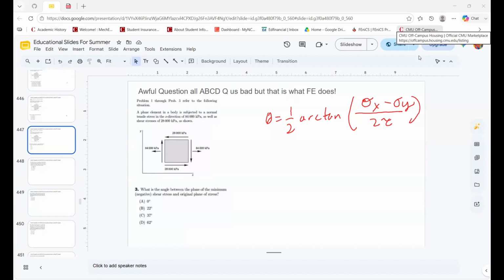I think I forgot a negative here. I'm getting none of the answers. Okay, I'm getting 28.15, which is none of them. Oh, it's a negative, so it's going to be 90 minus that. So it's 61.8, which is D.